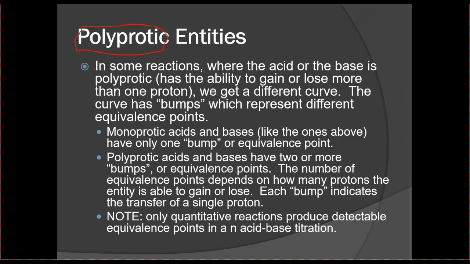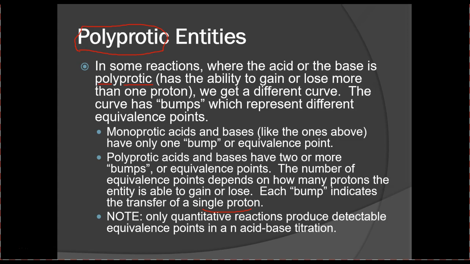So in some reactions where the acid or base is polyprotic, in other words, poly meaning many, protic meaning protons, it has the ability then to gain or lose more than one proton. We're going to get a different curve in these situations. The curve actually has bumps, which represent different equivalence points as we move from the original acid and base to an intermediate acid and base to a final acid and base. Monoprotic acids and bases, like the ones we've seen here and before, only have one quote-unquote bump or equivalence point, whereas polyprotic acids and bases have 2 or more bumps or equivalence points. The number of equivalence points depends on how many protons the entity is able to gain or lose, and each bump indicates a transfer of a single proton.